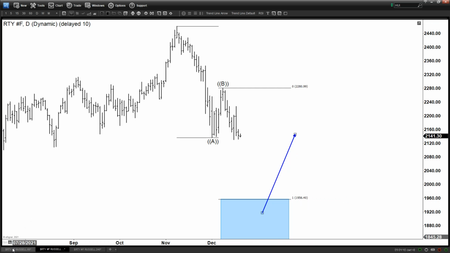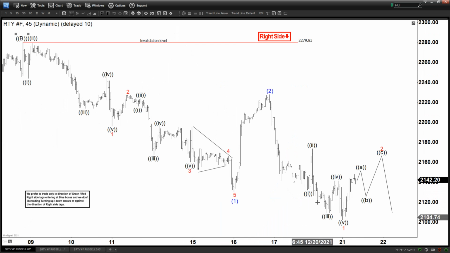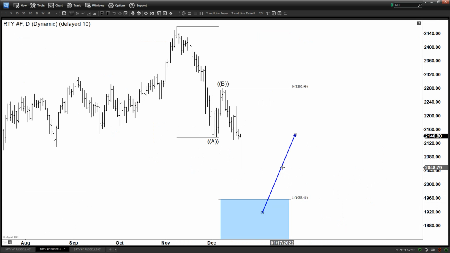What we are concerned about is short term. What are we looking at short term? Short term simple: rally to fail, more downside at least until it hits 1956. All right, so that's the idea here.